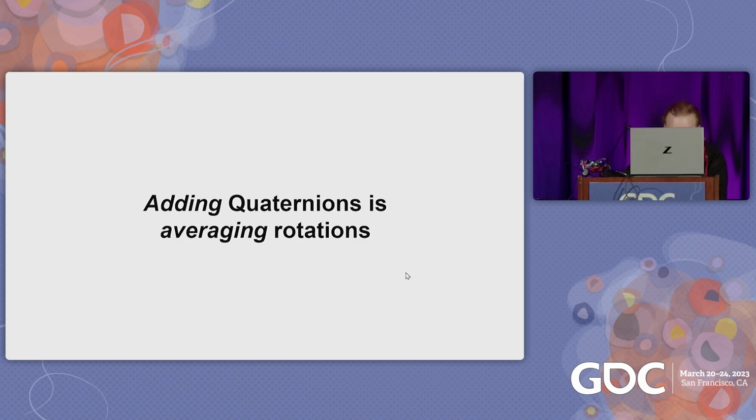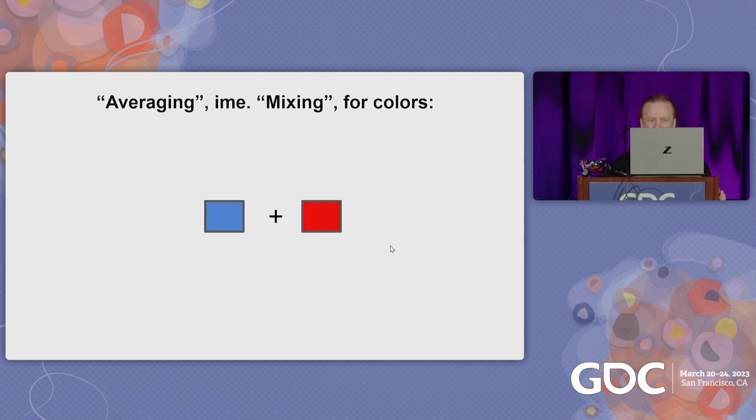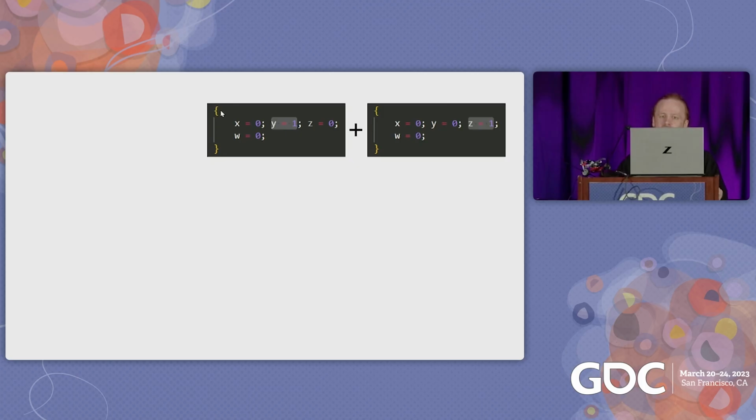All right. Adding quaternions is averaging rotations. What do I mean by this? Well, averaging is basically mixing for colors. Any child can tell you that if you have some amount of blue and red, then you get purple, or at least if you have the same amount of blue and red, then you get purple. Here we've got two quaternions, and I've already shown you what these are.